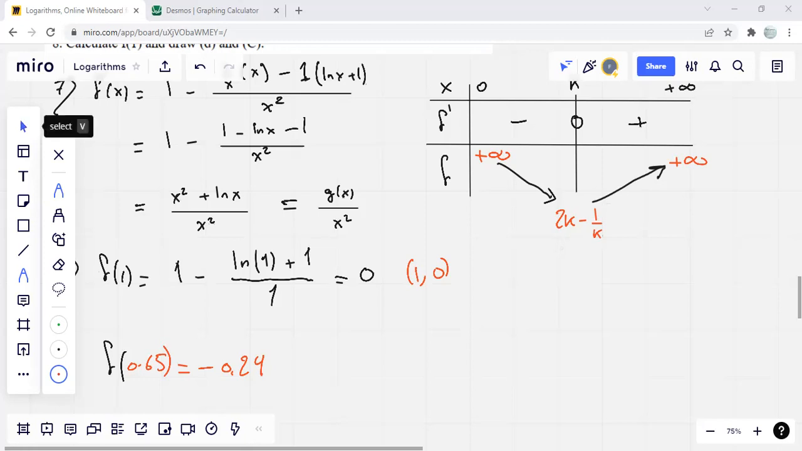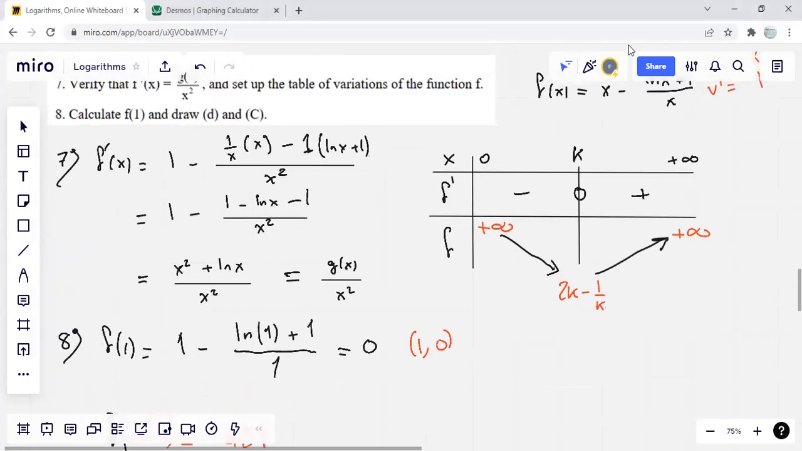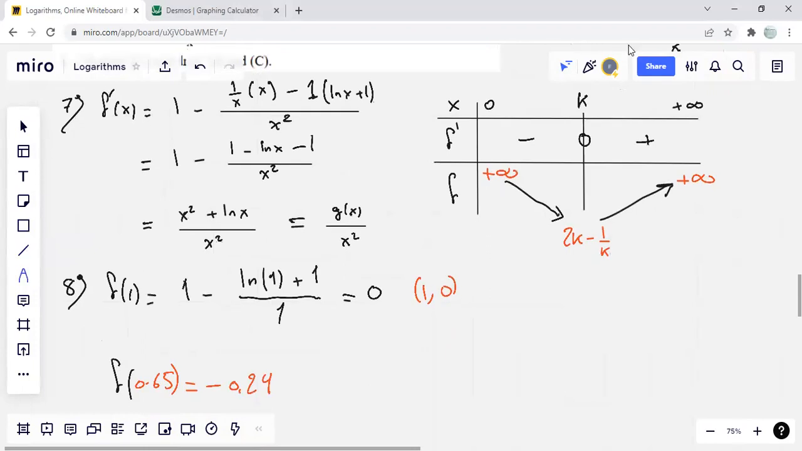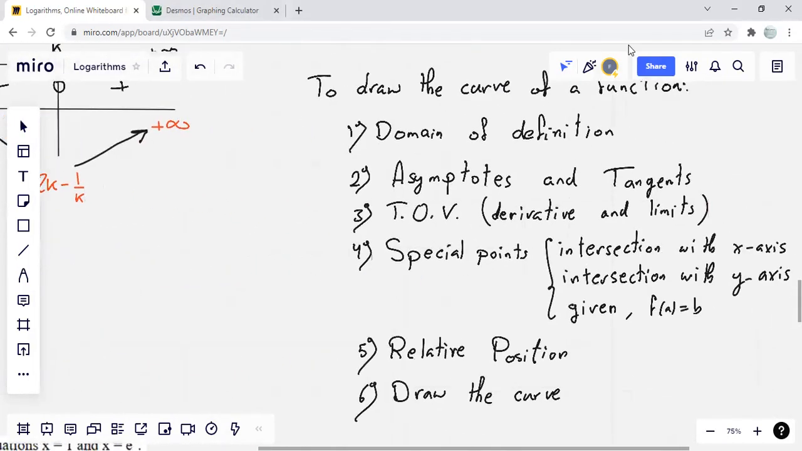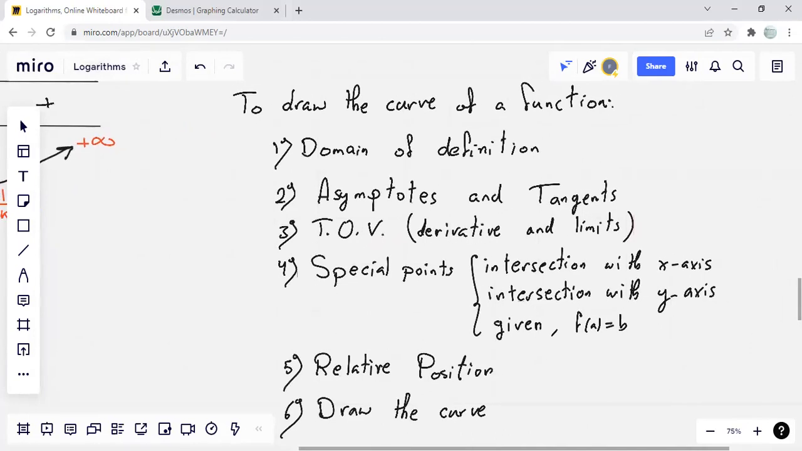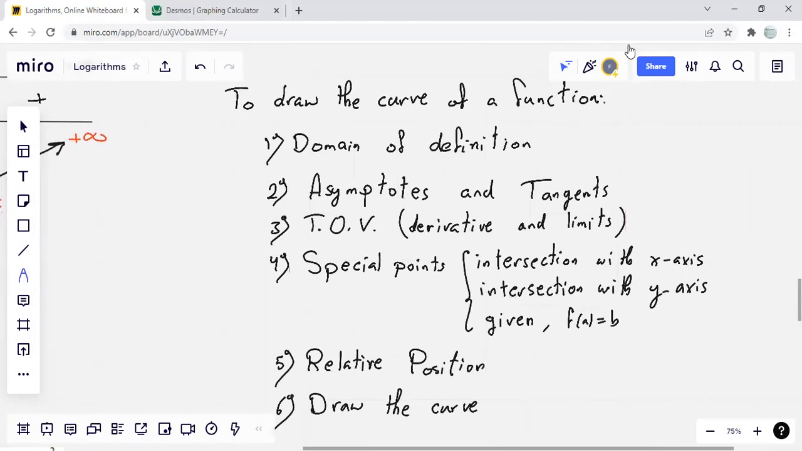Now we have to draw D and C. To draw D, it's easy. It's the line of equation y equals x, and it is the first bisector. But how to draw a curve? To draw a curve, we have to go through these steps. First, we have to decide the domain of definition, and here it is known, it is 0 to plus infinity. Then we have to draw the asymptotes and the tangents. We have no tangents in this exercise, so it's fine.